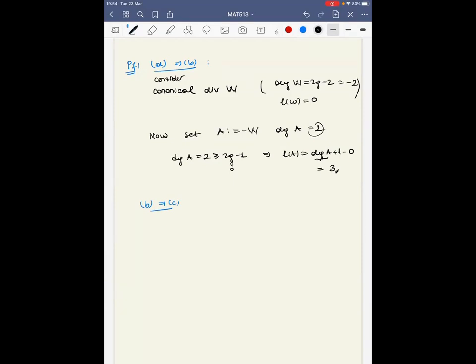And as I mentioned before, B implies C is trivial.